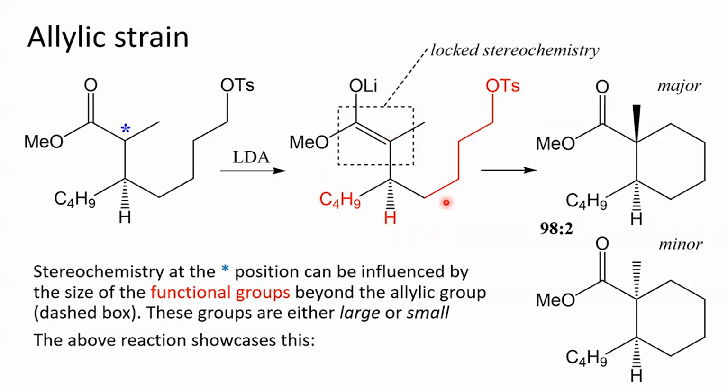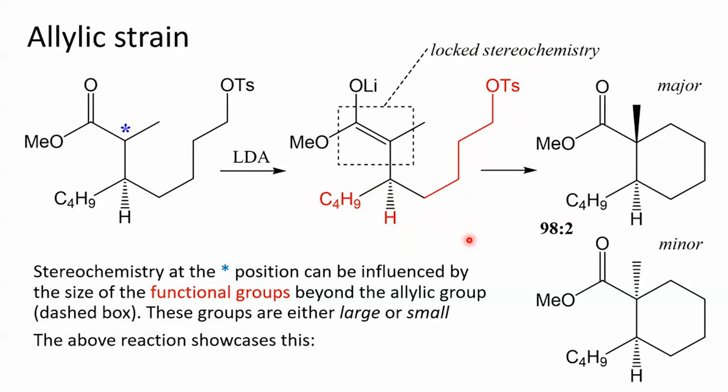Looking at this position here, we can see we have three different functional groups. We have a small functional group of a hydrogen, we have a butyl group, which we're going to call medium-sized, and then we have the largest functional group, which also contains our leaving group.